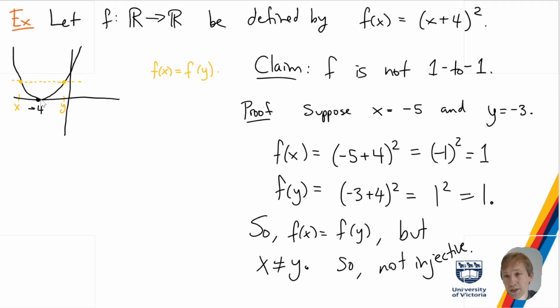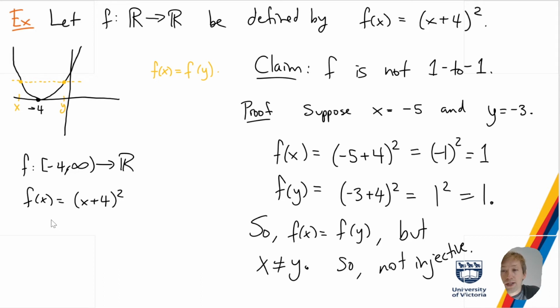if you look at this picture, if I was to keep this half of the graph over here, but somehow delete this half of the graph, then it would be injective. So if I took f from -4 to infinity to R, such that f of x is equal to x plus 4 squared, then this is injective. Because you no longer have two different values that have the same output.